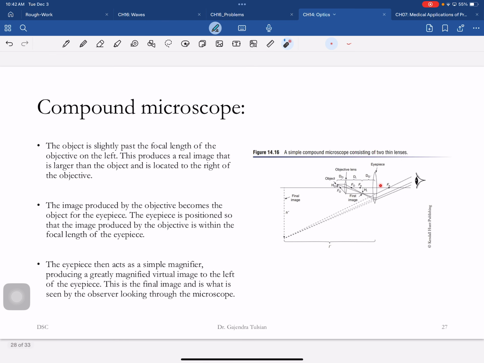And then the eyepiece acts as a simple magnifier, producing a greatly magnified virtual image. So this was the image produced by this lens, and this became an object for this lens, and that's the final image.